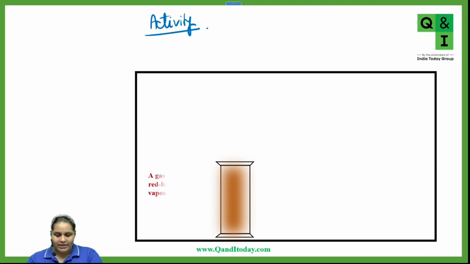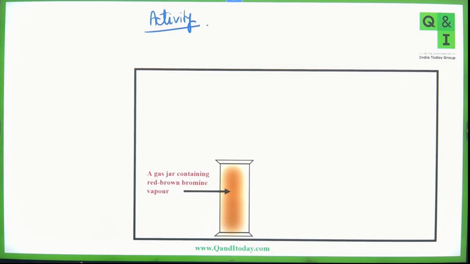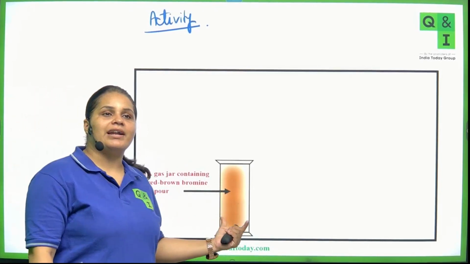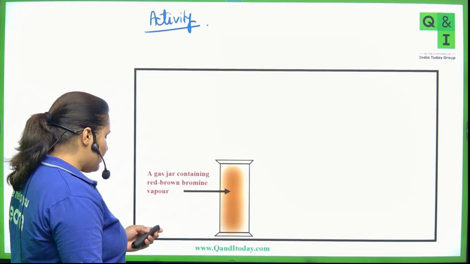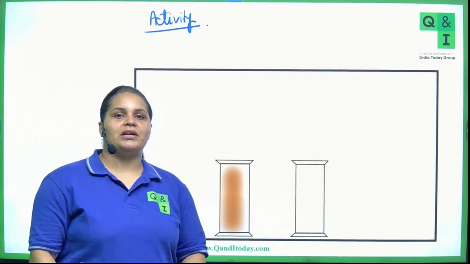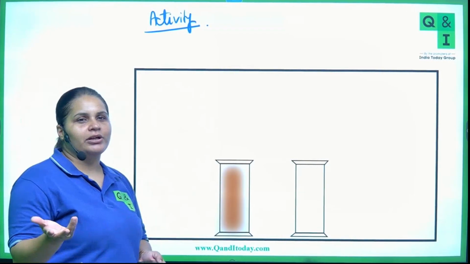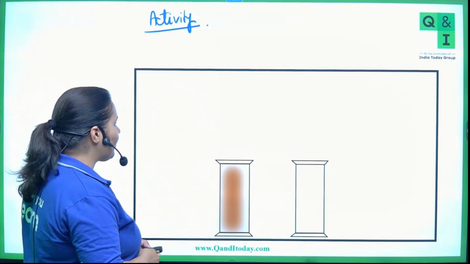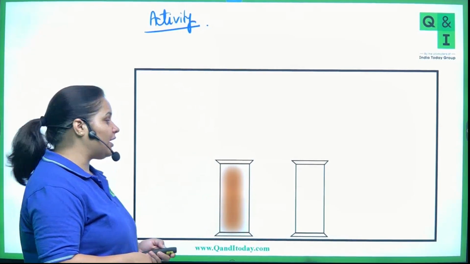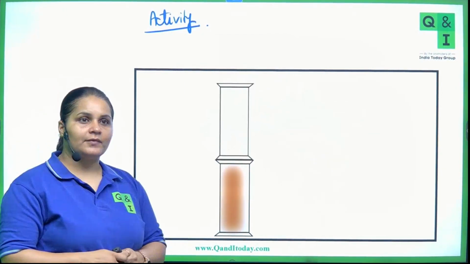Anyway, now in this activity, you have a glass jar in which red-brown bromine vapors are present. Bromine vapors are reddish brown in color, as you can see here. Now I'm going to take another beaker, and this beaker is empty. Basically, it has got air only. So we say it is empty or it is filled with air, whatever. Now I'm going to put it inverted over the bromine jar, something like this.